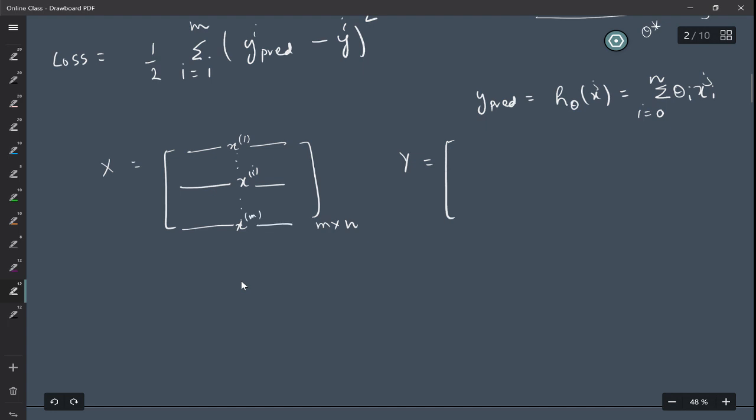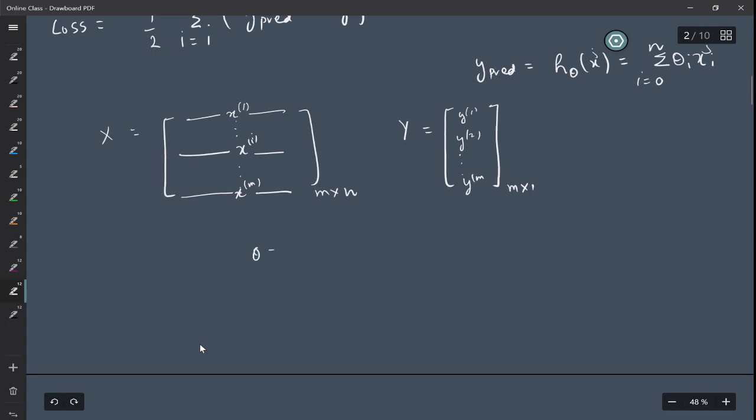And let us define y as y1, y2 up to ym. So this is your ground truth, the actual values given in the training set. So it is an m cross 1 dimensional matrix, right? Then let us also define theta. So your theta is going to be theta naught, theta 1 up to theta n, right? So it is going to be of size n cross 1, right?